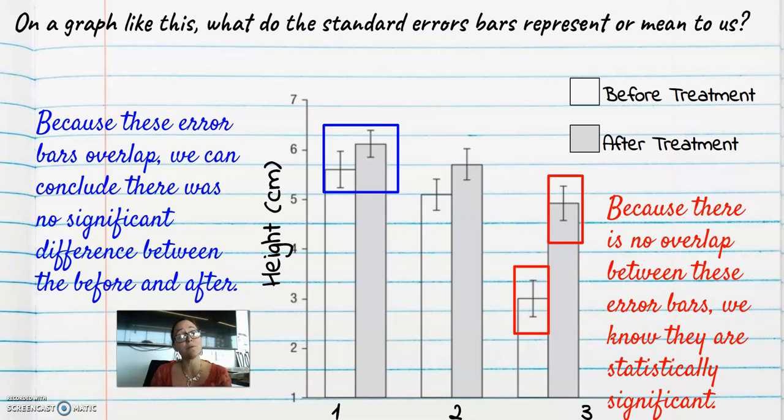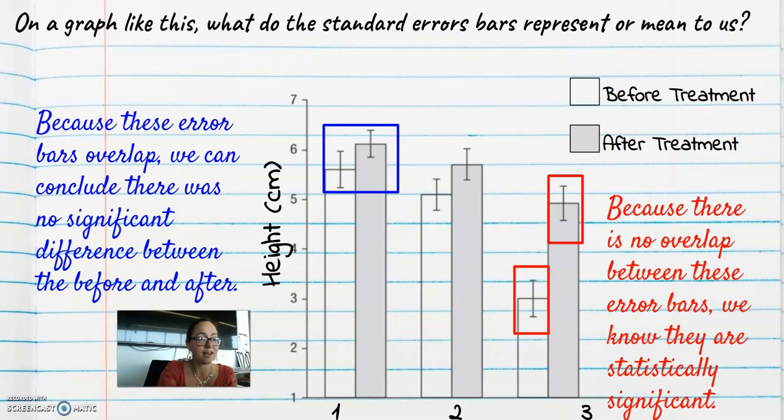Now, if I look at population or treatment number 3, the before and the after, you can see there's no overlap in these standard error bars. And what that means is that there was a significant difference. Fertilizer option 3 statistically significantly affected plant growth, and those plants did grow taller with that fertilizer, all because the standard error bars do not overlap.